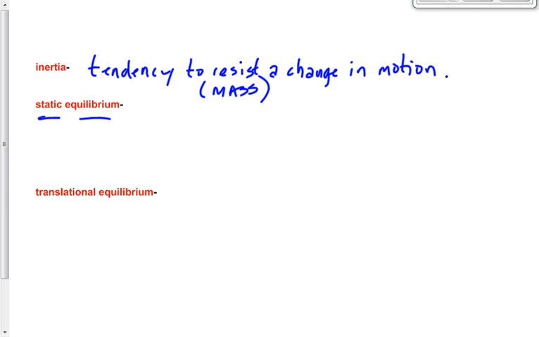What's the word equilibrium mean? Okay, equaling out, balancing, sure. Yeah, both of those are a good way to put it. So if you've got static equilibrium, you've got something that's at rest with balanced forces. We'll say object at rest with balanced forces.